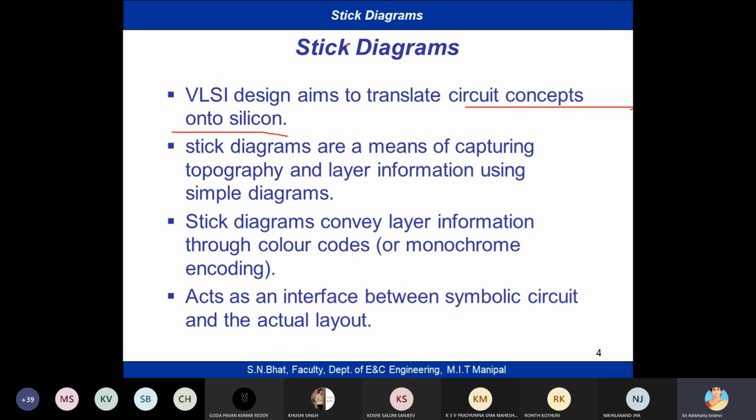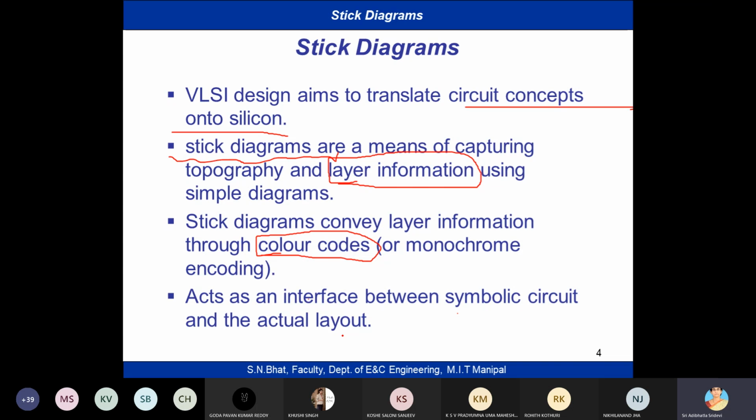So stick diagrams are nothing but they are for the layer information. If you want to represent the layer information with simple diagrams, we go for stick diagram. Okay, the layer information. Stick diagrams can generally have monochrome encoding, but the stick diagrams will have the color codes, and there will be the interface between the layout and the circuit.